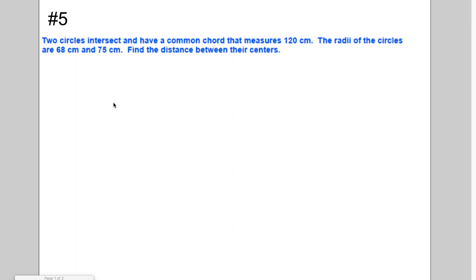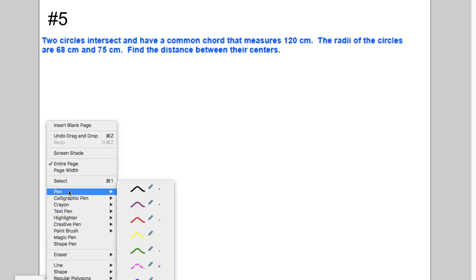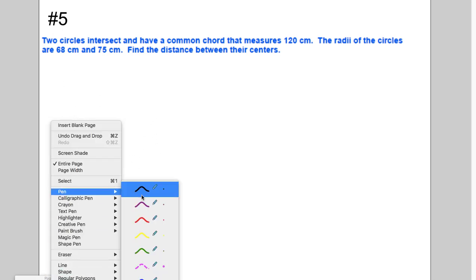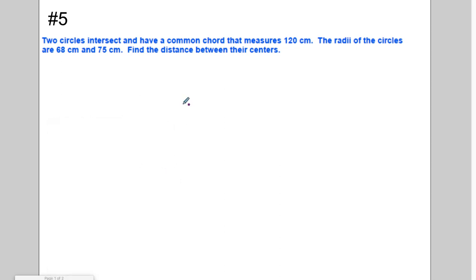So I'm looking at question number 5 from the Geometry Honors Review Packet, and it says, two circles intersect and have a common chord. So if it's common and it goes through the circle, that means that they share it. So I had two circles that have a common chord. That means those circles have to overlap, okay? So I had something, let me grab my pen. It's something that looks like this.